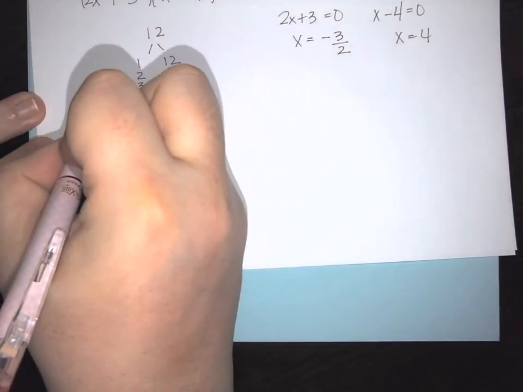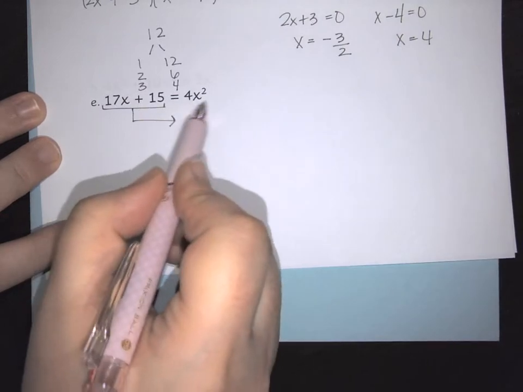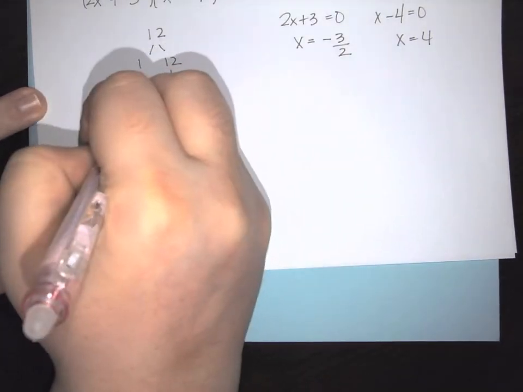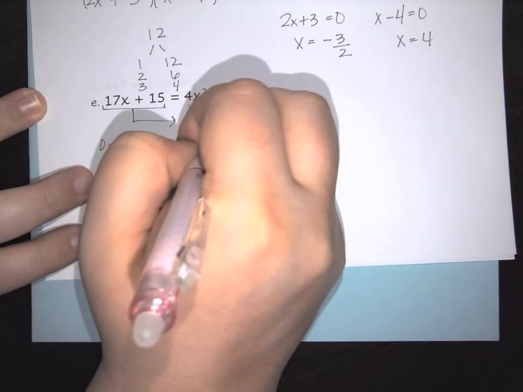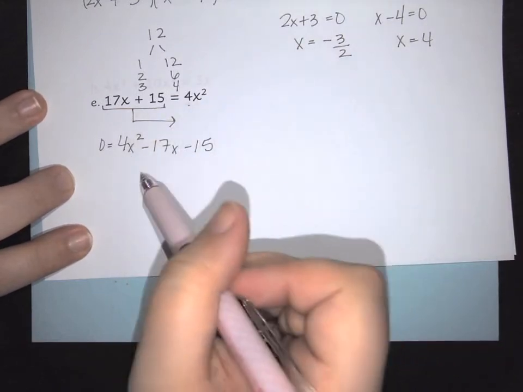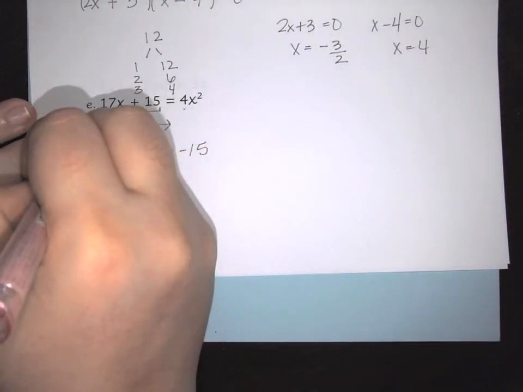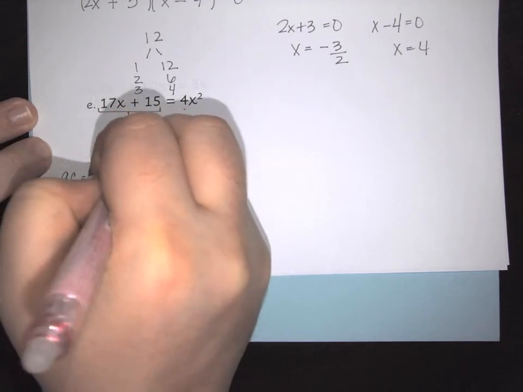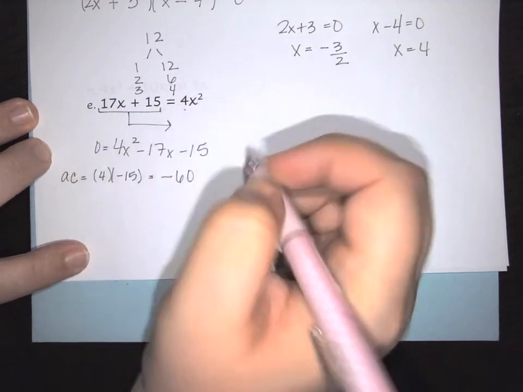Alright, so this next one, I'm going to take this stuff on the left hand side and move it over because my square is positive. So 0 is going to be 4x squared minus 17x minus 15. In this case, again, I can solve, and here I'm going to show you that bottoms up method. So this says I'm going to take a times c, so this is 4 times negative 15. That's going to give me a negative 60.